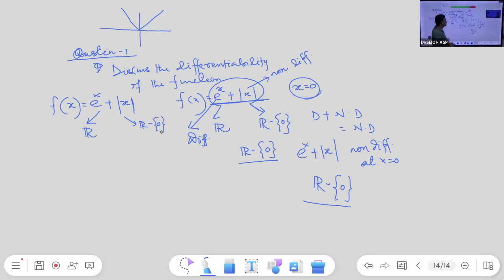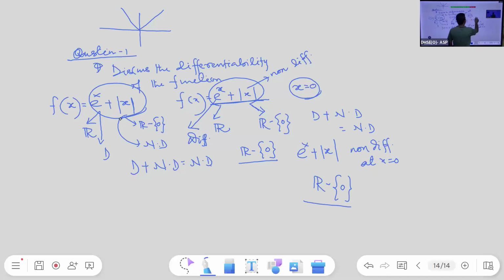Only one point is left to check the differentiability. That point is x is equal to 0. At x is equal to 0, this function is non-differentiable, and at x is equal to 0, this function is differentiable. From the algebra of differentiable functions, differentiable plus or minus non-differentiable is non-differentiable. Hence, the function e raised to the power x plus mod x is non-differentiable at x is equal to 0, but differentiable at all other points.